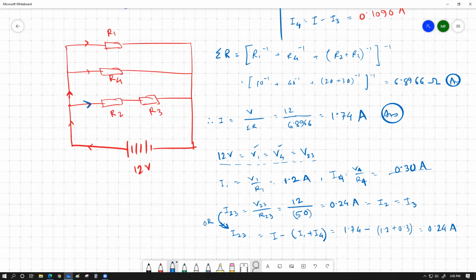We pretty much get the exact same value, which is nice. So either of the two will do, there is no problem. And because we have already found out I2 and I3, the obvious next step is to calculate V2 equals I2 into R2. You calculate this much, and then V3 equals I3 into R3. You also calculate this much.